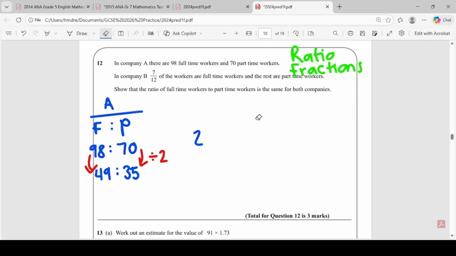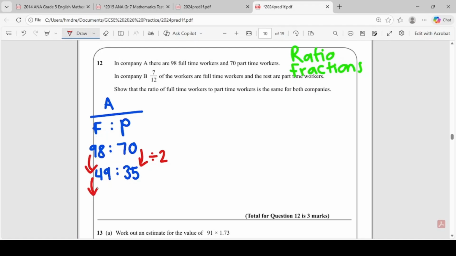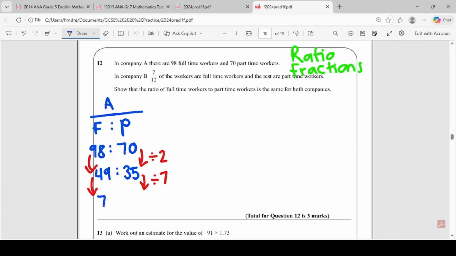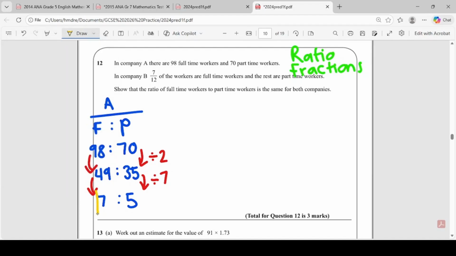Then we need to keep simplifying it. So 49 and 35. I would run through my tests. Can I divide by 2? No. Can I divide by 3? No. Can I divide by 5? No. So then I start looking, is this one of the times tables? And these are in the 7 times table. So then we can divide both sides here by 7. And so our ratio is going to become 49 divided by 7 is 7, 35 divided by 7 is 5. And that is as far as I can go. I can't simplify this any further. So I'm going to leave that as my final ratio for Company A.